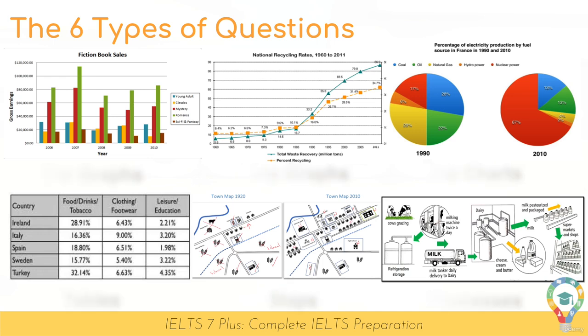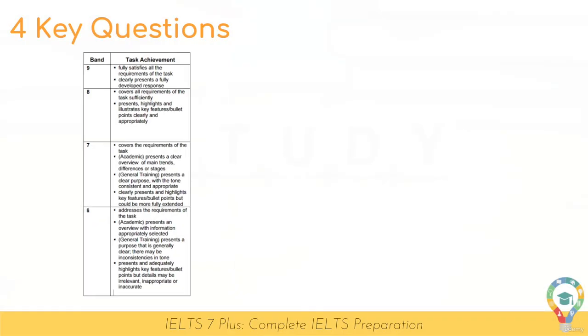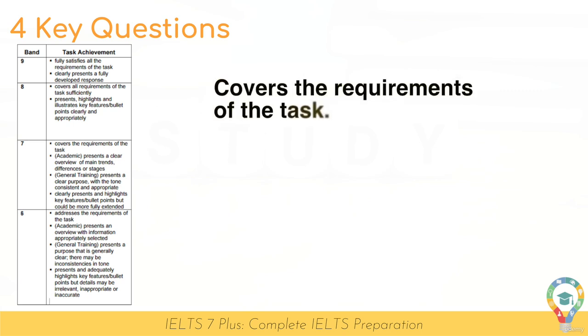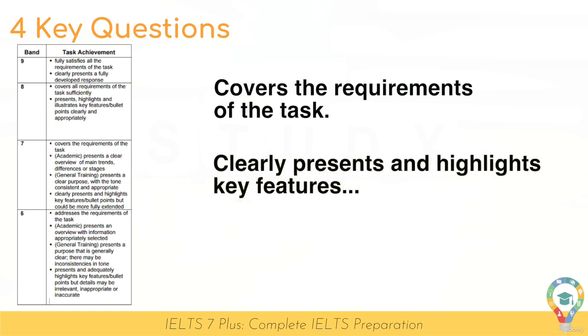To reach a Band 7 score in IELTS Writing Task 1, you must ensure that you cover the requirements of the task, and that is to summarise, report and describe the data and information that you are given. You also need to clearly present and highlight key features. By asking yourself these 4 key questions coming up, you ensure that you mark off these 2 requirements and you can score higher marks.